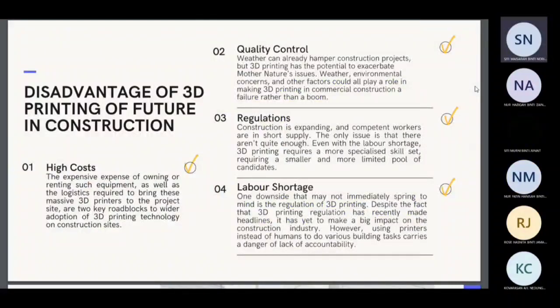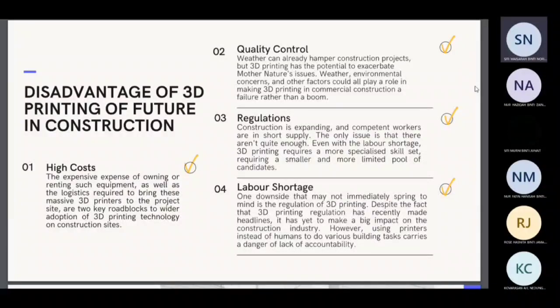The disadvantages of 3D printing in construction. The first one is high cost. The expense of owning or renting such equipment, as well as the logistics required to bring this massive 3D printer to the project site, are two key roadblocks to wider adoption of 3D printing technology on construction sites. The second is quality control. Weather can already hamper construction projects, but 3D printing has the potential to exacerbate Mother Nature's issues, where the environment and other factors could all play a role in making 3D printing in commercial construction a bust rather than a boom.